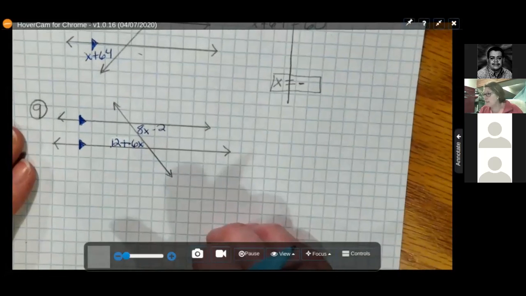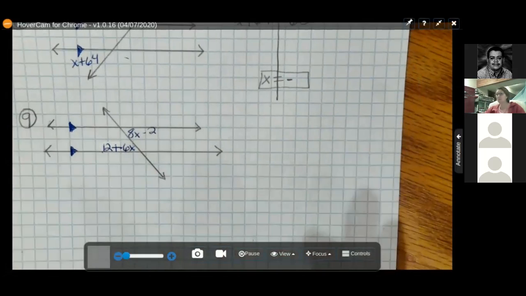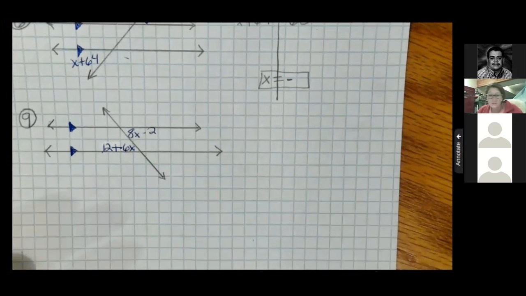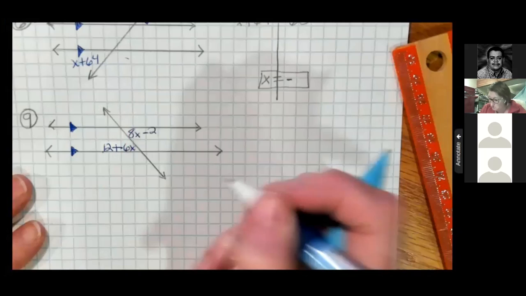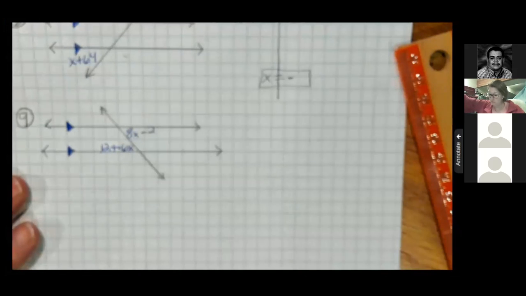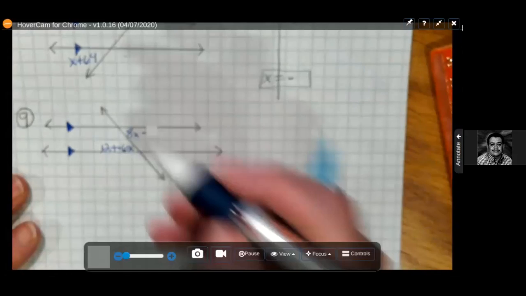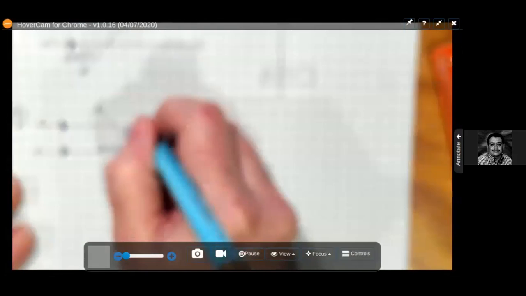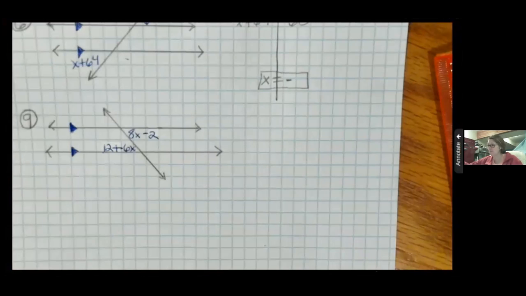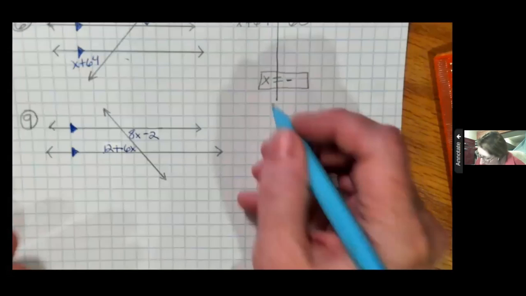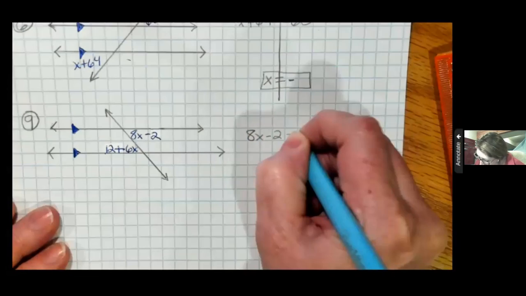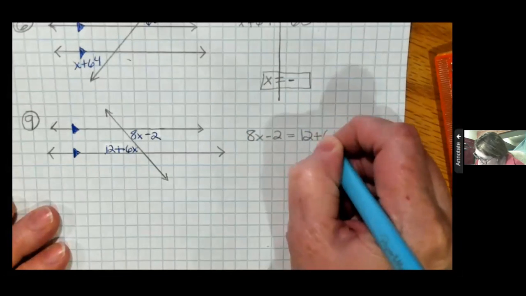All right, how do I set this up? Do I make them equal to each other, or do I add them together to equal 180? Somebody tell me. They're equal to each other. That's right. So I'm going to go 8x minus 2 equals 12 plus 6x.